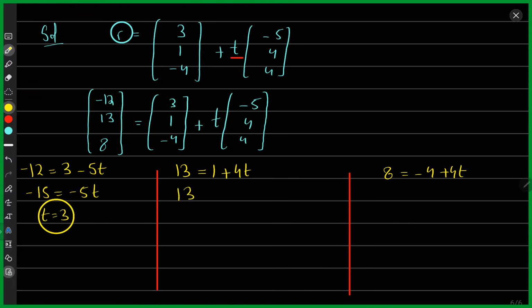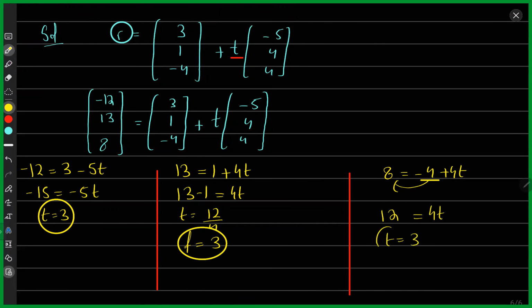Similarly, 13 minus 1 equals 4t, and t is equal to 12 divided by 4. So t has turned out to be 3. So we got t equals 3 for the second one as well. And then this is 4. I'll take it on the other side. This would give me 12 equals 4t, and this would give you t equals 3.